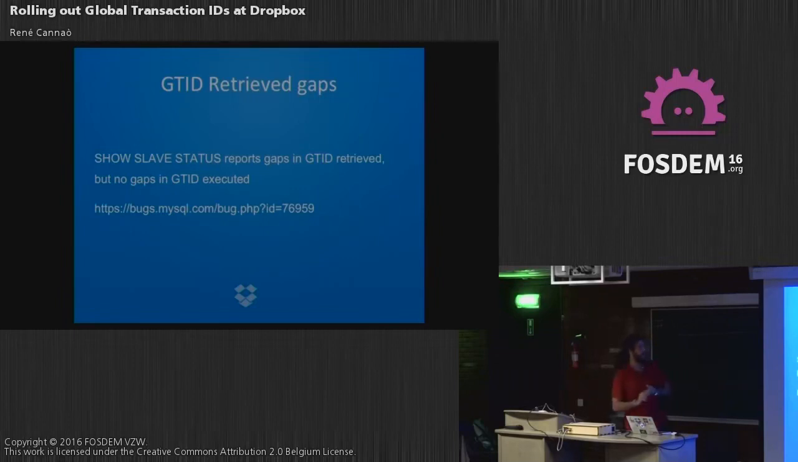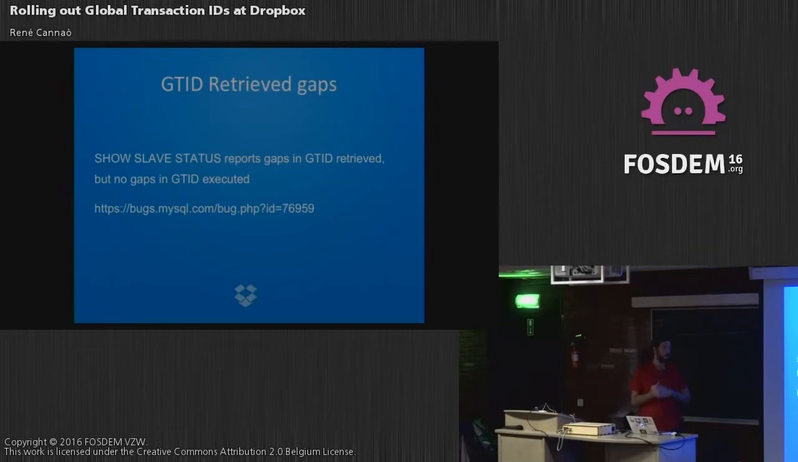Okay, another issue we had was this one. Basically, we were having replication, and in the slave status, we have information about the GTID set we executed and retrieved. We had several cases in which the slave was reporting that it never received some GTID from the master, but it had executed it. Of course, this makes no sense. We analyzed the binary log of the slaves, and the events were there. So yes, it means it had executed them.